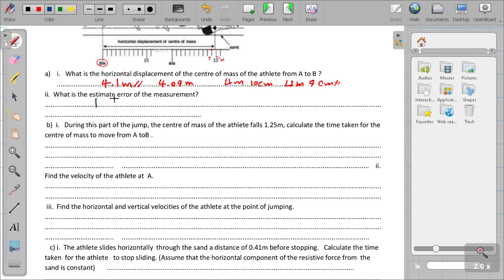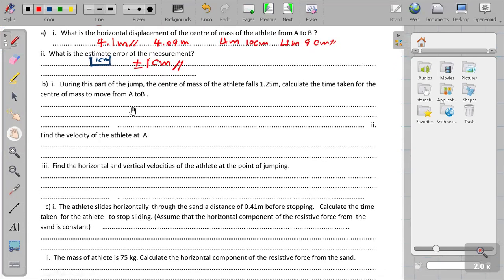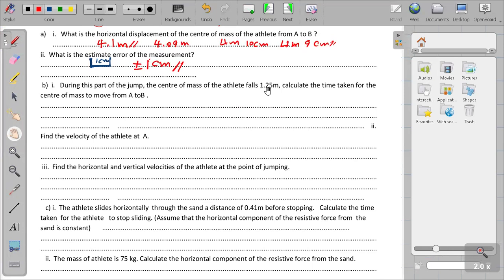So the least count of the tape is 1 centimeter. So nearly you take plus or minus 1 cm is the error. If you take 10, it can be 9 or 11. During this part of the jump, center of mass of the athlete falls 1.5225 meter. Calculate the time taken for the center of mass to move from A to B.